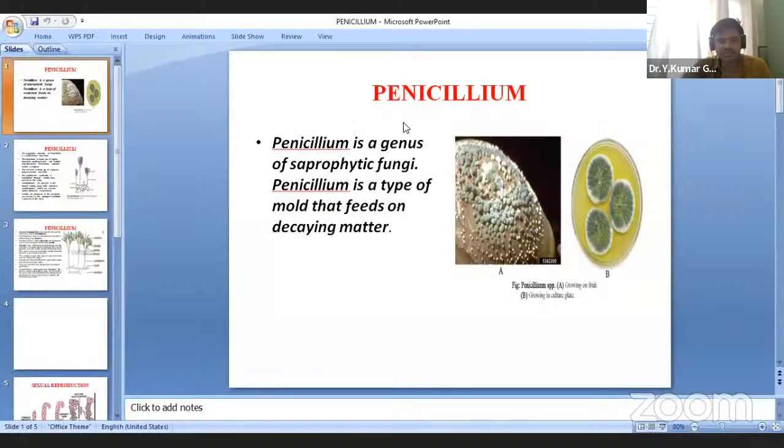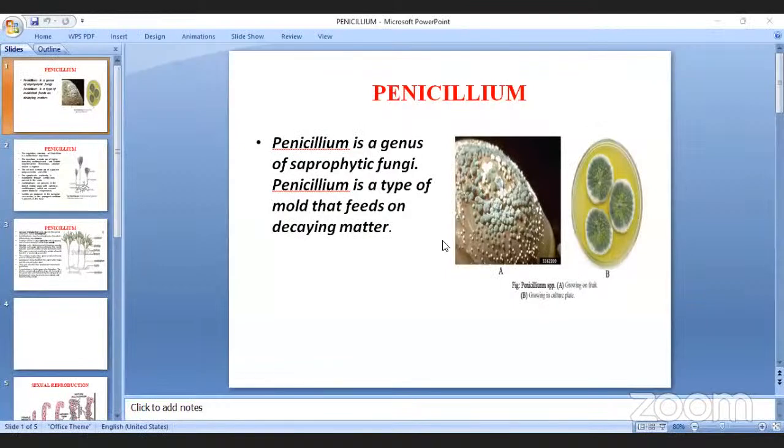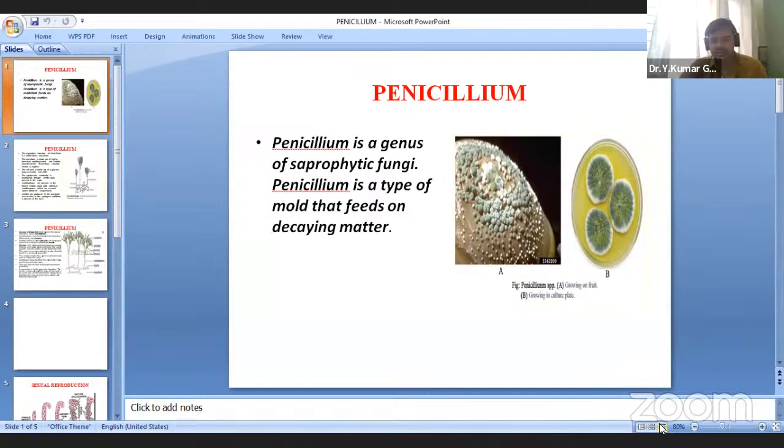Are you able to see this slide? Yes. I think in previous classes, Penicillium was also completed from vegetative to structure. So anyway, hello? Has Penicillium started or not?